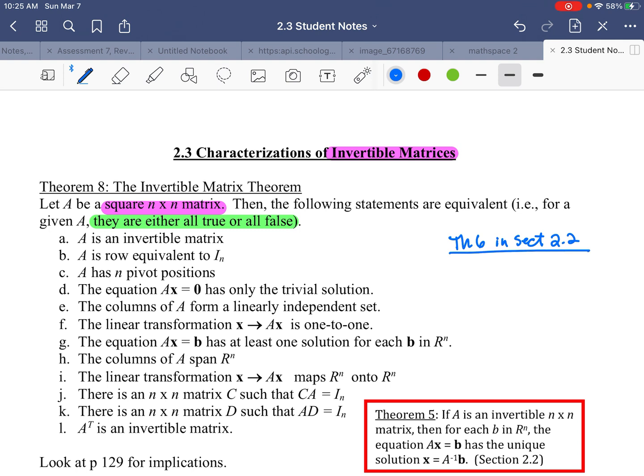It is also this one. If a matrix is invertible, then its inverse is invertible. Basically, if you inverse the inverse, you get back to the original. That seems like it should be obvious, but anyway, it's a theorem.